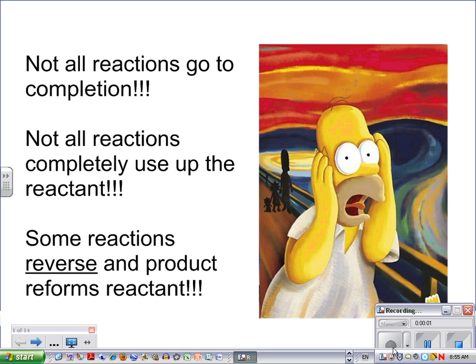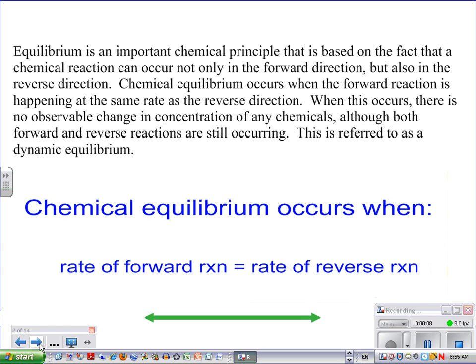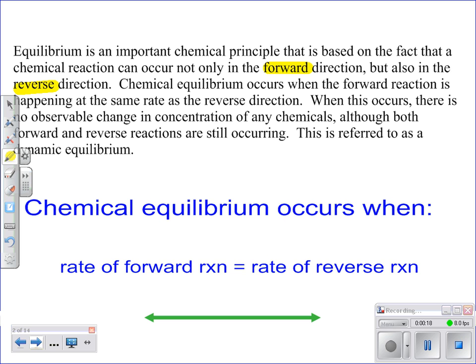Okay, today we're going to talk about chemical equilibrium, and what we really see here is that all reactions do not necessarily go to completion. So equilibrium is a chemical principle where a chemical reaction occurs not only in the forward direction, but also in the reverse direction. The important thing to remember is that it occurs when the forward reaction is happening at the same rate as the reverse reaction. It's not that you have the same amounts, it's that they're occurring at the same rates. So that's the important part right there.